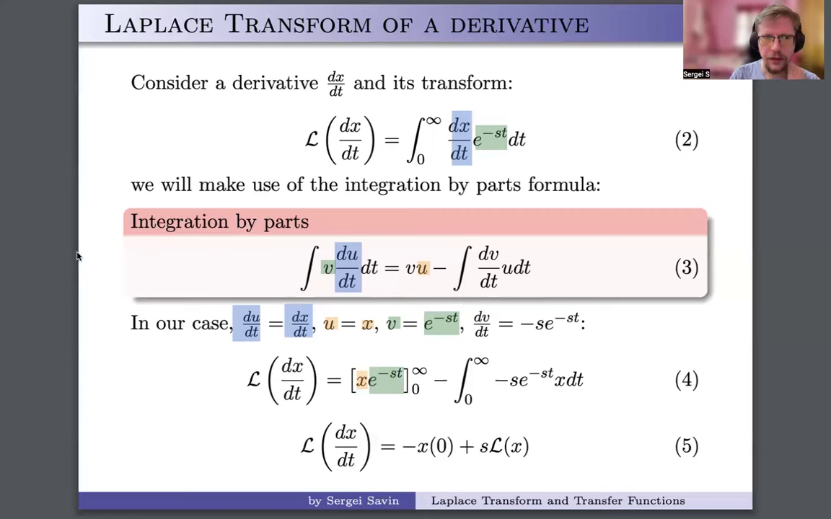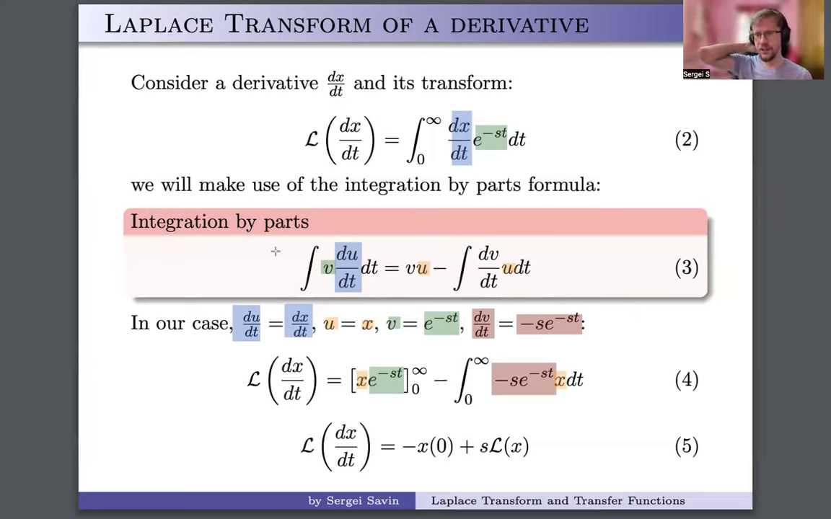Okay. Now what is remaining is dv dt. So we differentiate the kernel, and what we have is minus s times the kernel, minus s times e to the power minus st. That's just derivative over exponential. We put it here, and we also need to put one additional element, namely this u here, right?